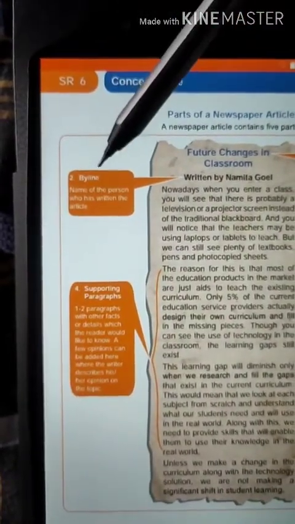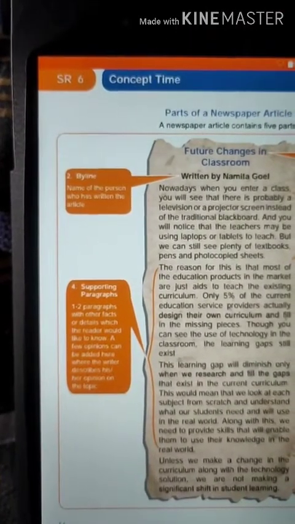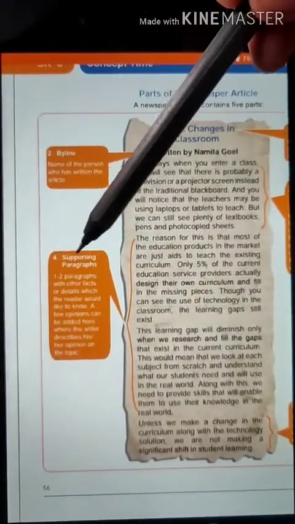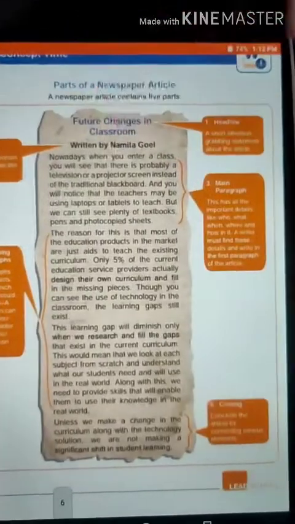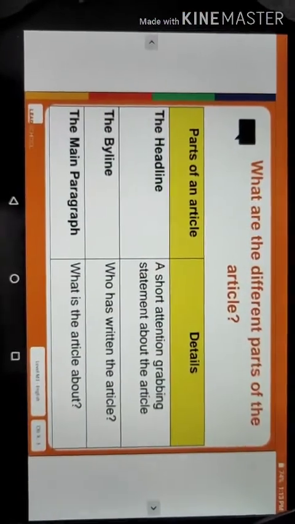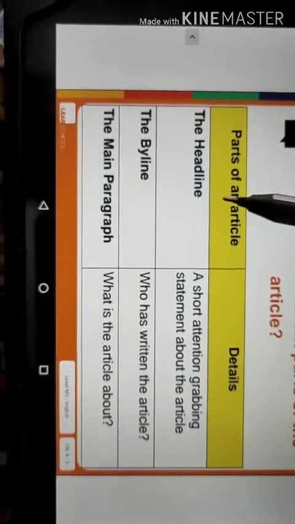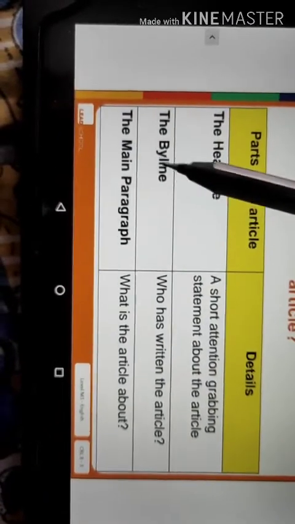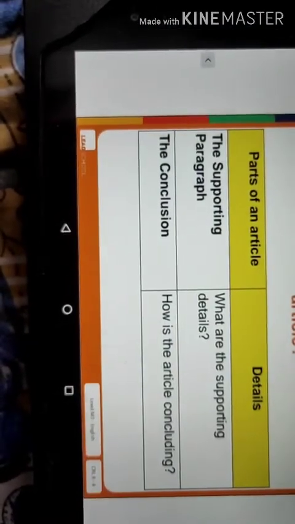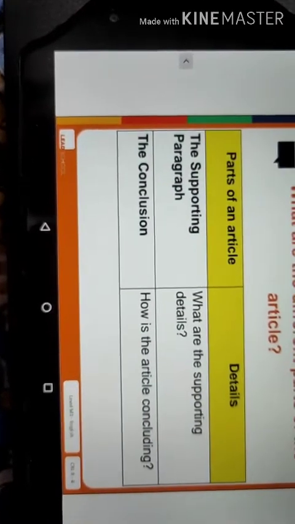Second thing is the byline, where you write the name of the person who has written the article. Then third is the main paragraph. Fourth thing you have to write is the supporting paragraph. And the last is the closing. So what have we learned? What are the different parts of the article? First one is the heading, then the byline, the main paragraph, the supporting paragraph, and then the conclusion.